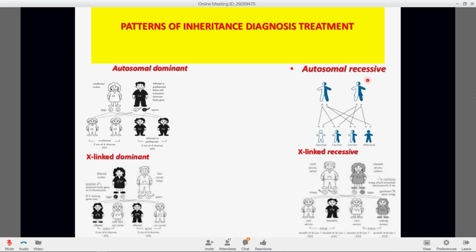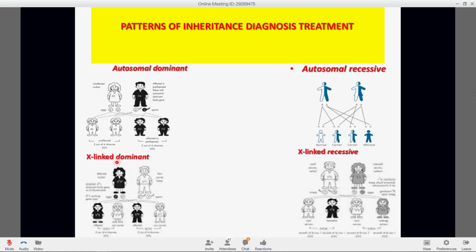In autosomal recessive, both pair of genes, both alleles, should be affected so that the problem is transmitted to the children. So the mother and the father, both of them are carriers, and they will transmit the genetic problem to their children. A quarter of their sons will be affected, 50% will be carriers, and a quarter of them will be normal.